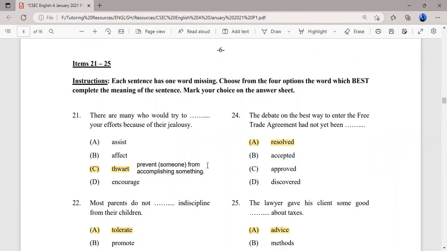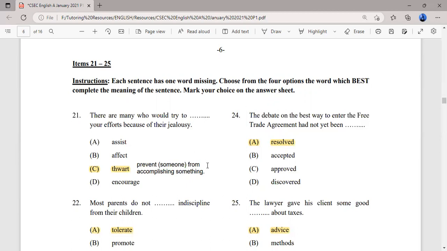Now we're at items 21 to 25. Each sentence has one word missing. Choose from the four options the word which best completes the meaning of the sentence. Mark your choice on the answer sheet. Again, this section of the paper is going to use some common sense. It's going to test your vocabulary and your critical thinking skills. At some points, it's going to be easy to choose. At other points, you're going to see words that you don't know, and you have to formulate a meaning for them based on the context.